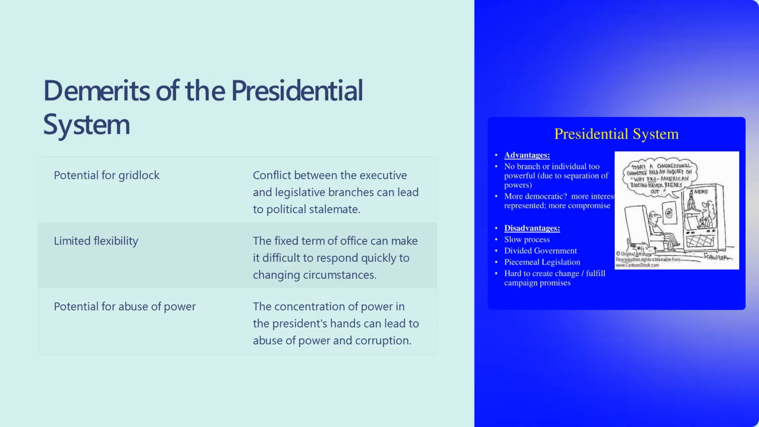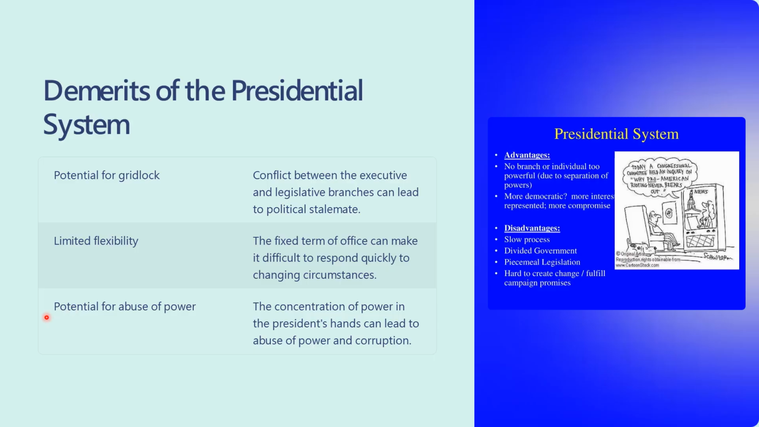Demerits of the presidential system. A presidential system has several drawbacks, including potential gridlock, limited flexibility, and potential for abuse of power. The separation of powers can lead to gridlock between the executive and legislative branches. This can hinder effective governance and policy implementation.